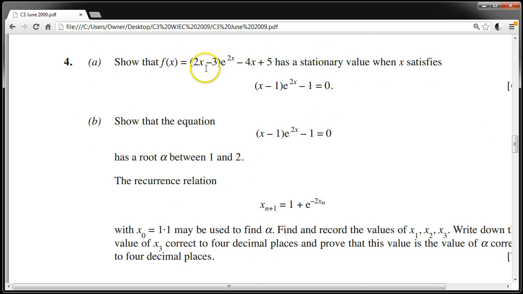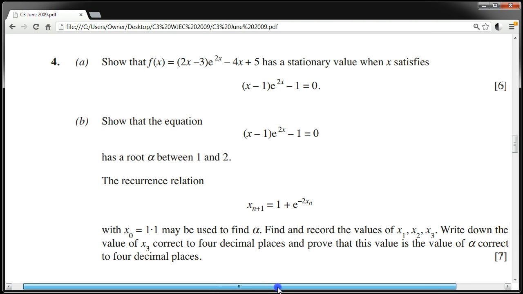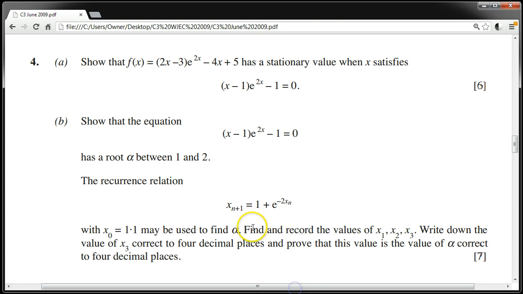Number 4. Here's a function of x, stationary value, so that's differentiation. Here's the actual answer. So we verify this equation is what we want for a stationary value. And that's nice because we don't need to double check that, do we? When we go through double checking, because it's already given there. And then we need to find a root using the recurrence relationship here. So use that recurrence relation, and we need to verify the root. We need these first values. Given x0 is 1.1. So that shouldn't be too difficult.